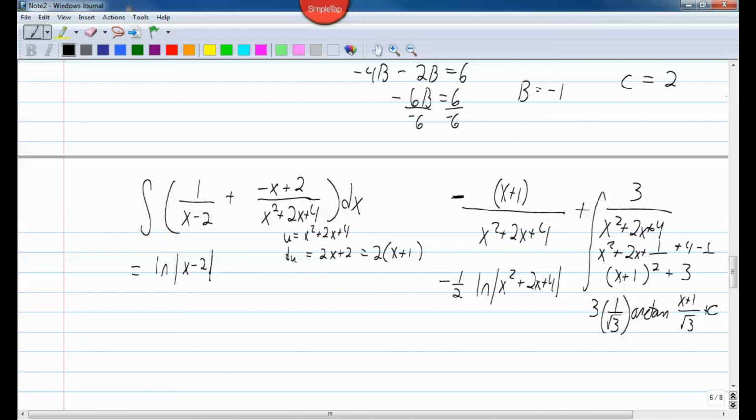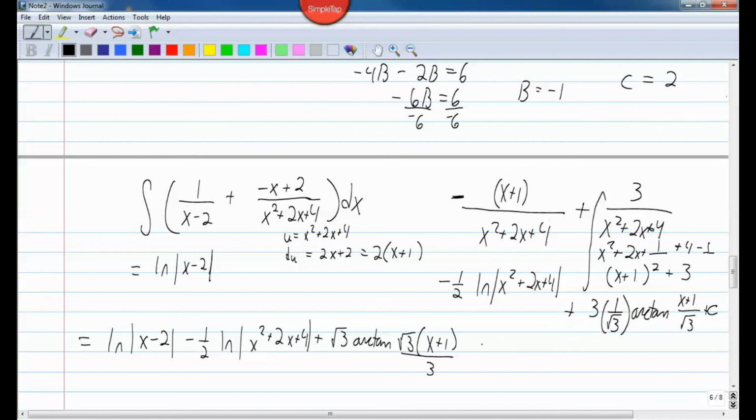Alright, so let's see what our final answer is. Because I had to integrate all three of these separately. So I have natural log absolute value of x minus 2 minus 1/2 natural log absolute value of x squared plus 2x plus 4 plus, if I rationalize this right here, that's going to be 3 square roots of 3 over 3, or just the square root of 3 arctangent. If I rationalize this right here, that's going to be the square root of 3 times x plus 1, all over 3, plus c.